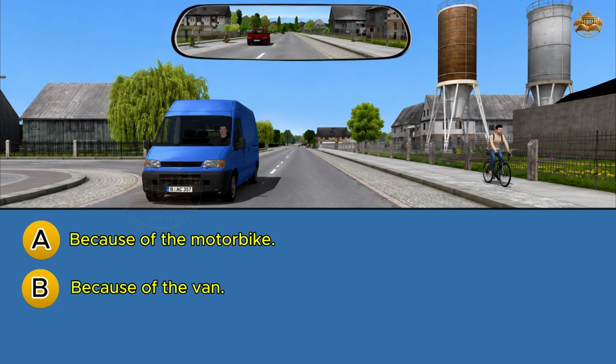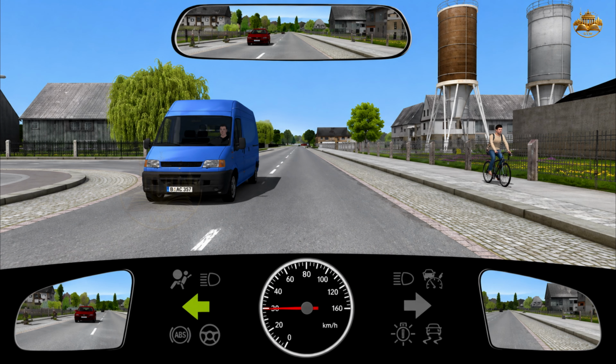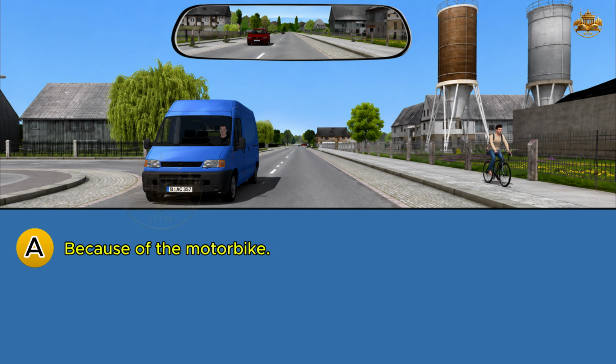Option B: because of the van. The blue van is approaching from the opposite direction. However, the van itself is not the reason why we are required to brake. Option C: because of the cyclist. The cyclist is on the right side of the road and is not creating an immediate conflict with our path. Therefore, the cyclist is not the reason for braking. So, what is the correct answer? The correct answer is A.